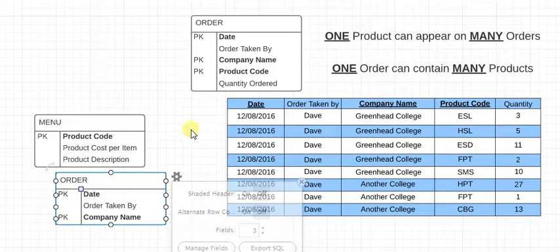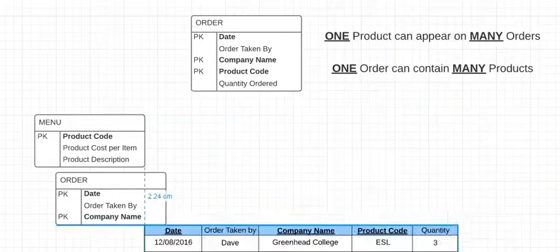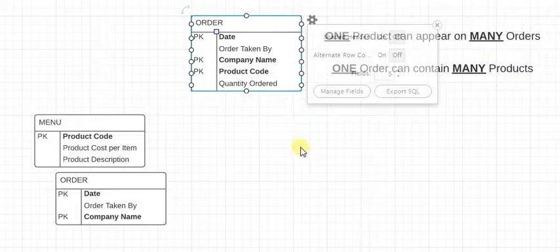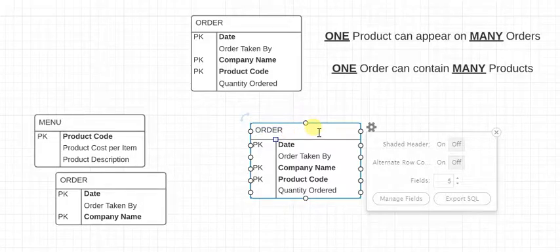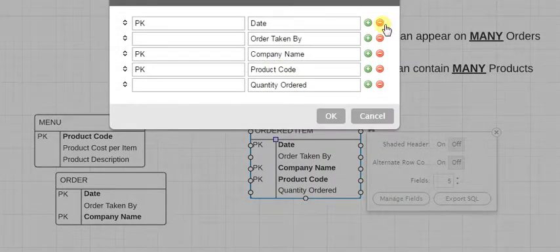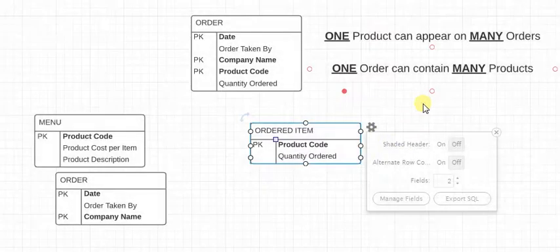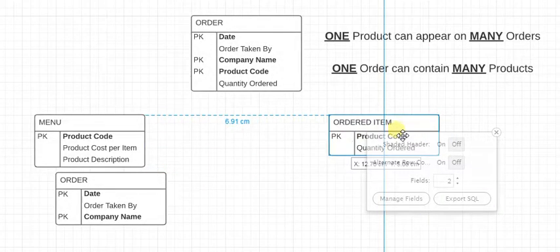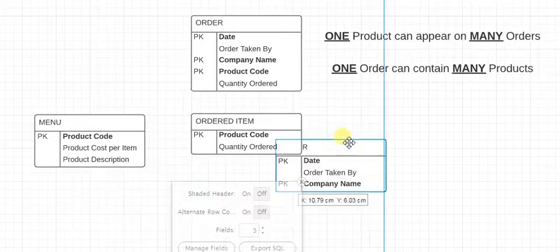So I need to make another entity now which has got the product codes and the quantities in. So I'm going to remove my table, get it out of the way. Okay, there, and let's copy and paste this again. So like I said, we want the ordered item, so I'm going to call this ordered item, and I'm going to take out of here the bits that we put into the order table, so a date, order taken by, and company name. So I'm just left with product code and quantity ordered. So we've got this thing now where I've got ordered item here, and I've got order.